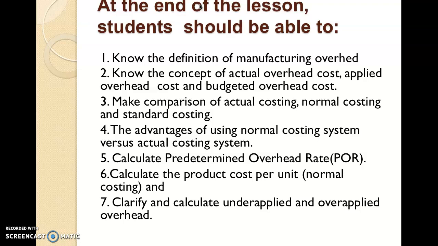Number 5, calculate the predetermined overhead rate, POR. Number 6, calculate the product cost per unit in normal costing. And number 7, clarify and calculate underapplied and overapplied overhead.